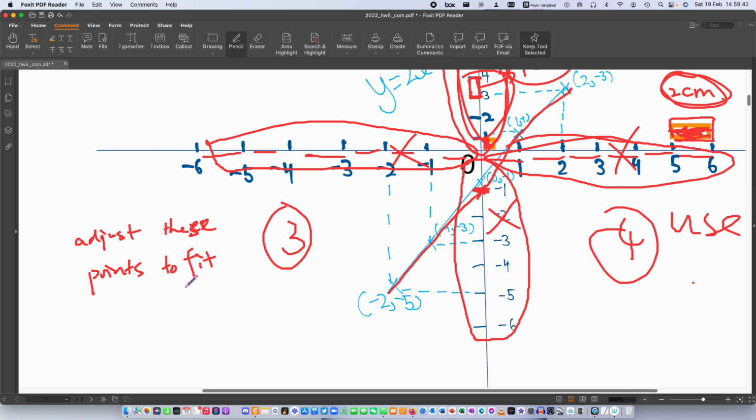In fact, you shouldn't adjust the points to fit. Let's say you have this point, this point, and somehow when you try to link it up, you don't get a straight line. So what are you going to do? Are you going to adjust the points to fit, or are you going to ask yourself, is there anything wrong with the scale? Because if you use the technique of adjusting the points to fit, basically you are trying to put your head in the sand like an ostrich. You are denying the fact that your scale is off.